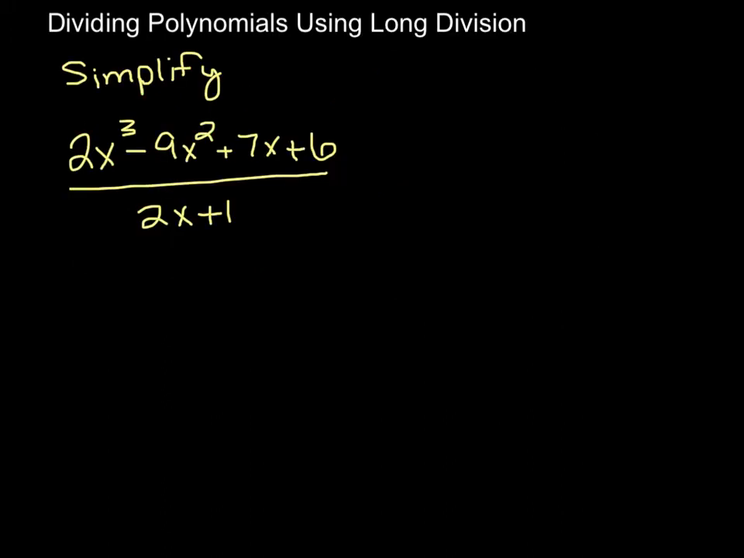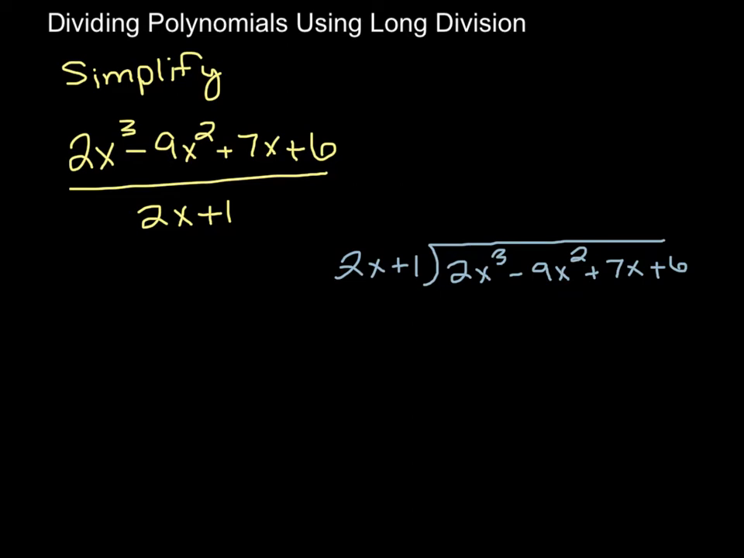For our first example, we're going to be dividing the polynomials using long division. I'm trying to simplify the expression 2x cubed minus 9x squared plus 7x plus 6 over 2x plus 1. Now our dividend is the top, our divisor is the 2x plus 1. So I'm just going to rewrite this using the traditional division bars.